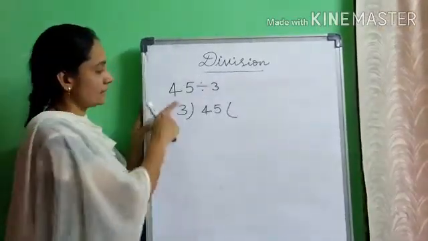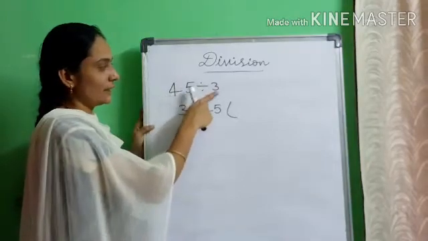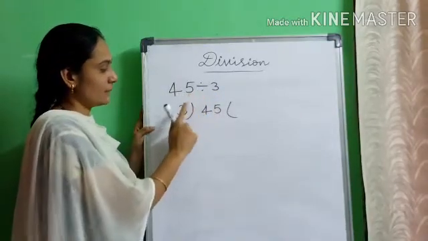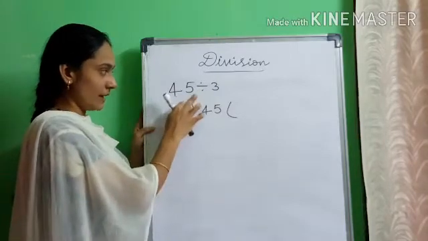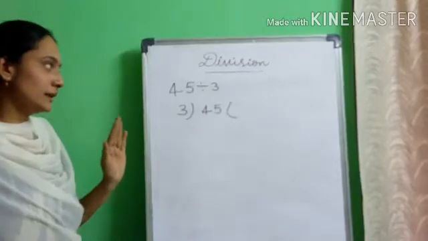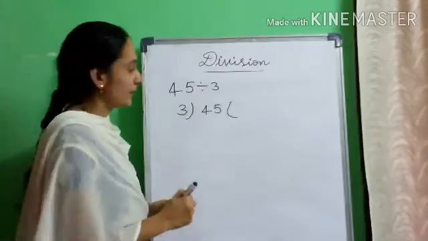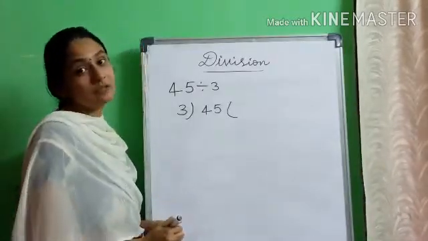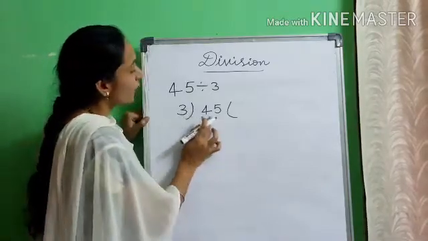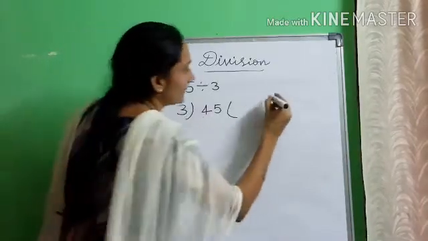Let us see the examples. 45 divided by 3. What is the symbol of division? Divided by. So, 45 divided by 3. Here, children, whenever you are doing the division, you have to write the table aside so that it will be easy for you to do the division. Here 45 by 3. Write the 3 table here.